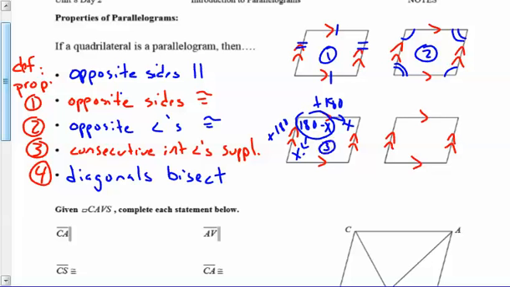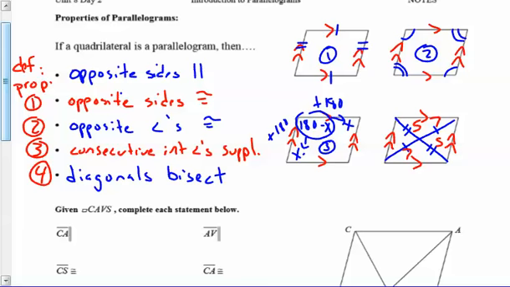The last property is that the diagonals will bisect each other. That means they are cut in half. So let's say, for example, this side was 5, then this would be 5. Same thing would happen on the opposite side. Let's say that this one is 7, then this one would have to be 7. Alright? So those are your 4 properties and the definition.